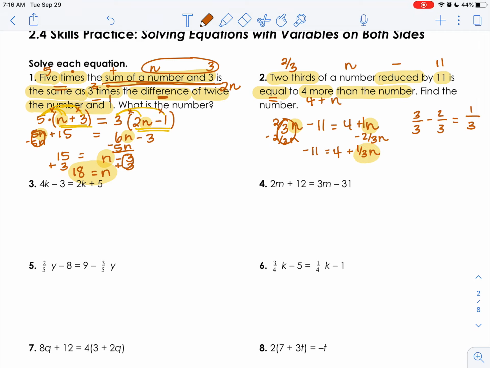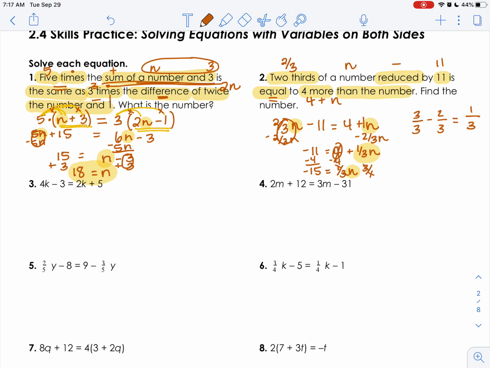Now that my n's are in the same spot, I want to get them by themselves, so I'm going to subtract 4 from both sides. Negative 11 minus 4 is negative 15, which is equal to 1/3 n. In order to get rid of a fraction times our variable n, we're going to multiply by the reciprocal, which is the flip-flop. So in this case, 1 over 3, we're going to multiply by 3 over 1.